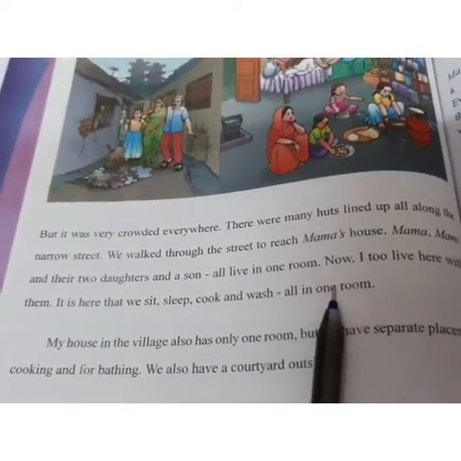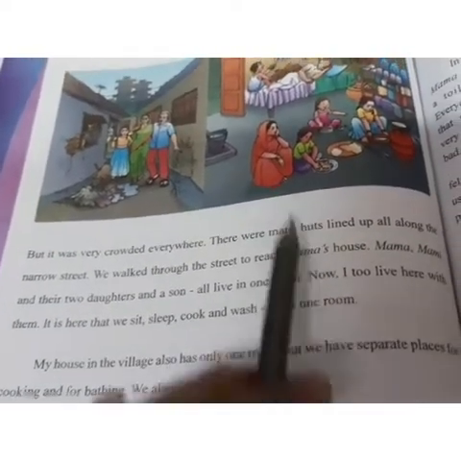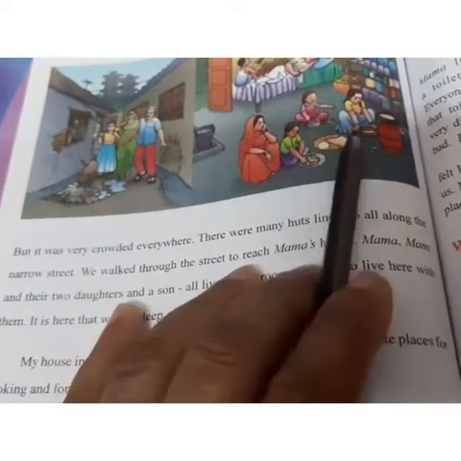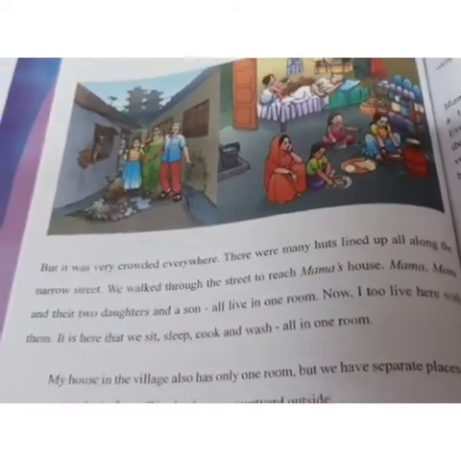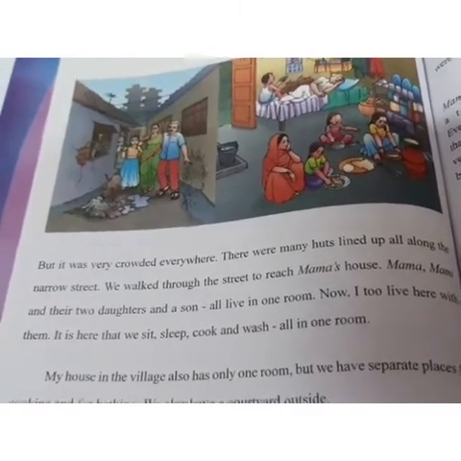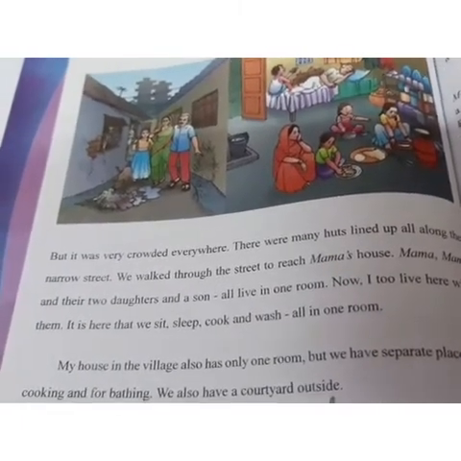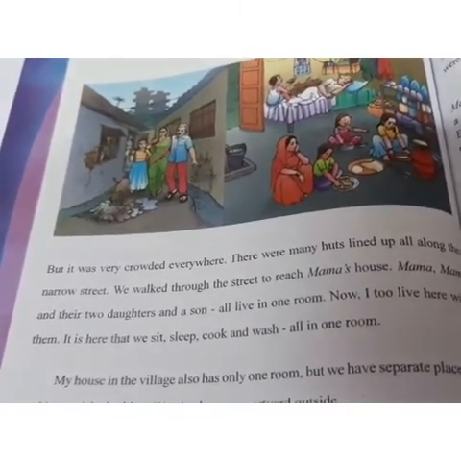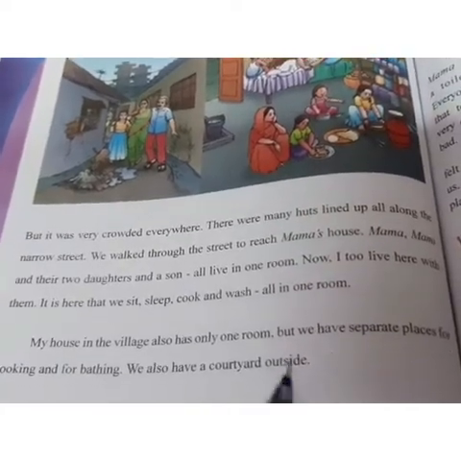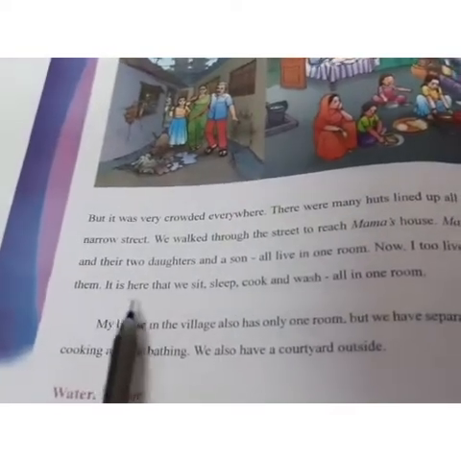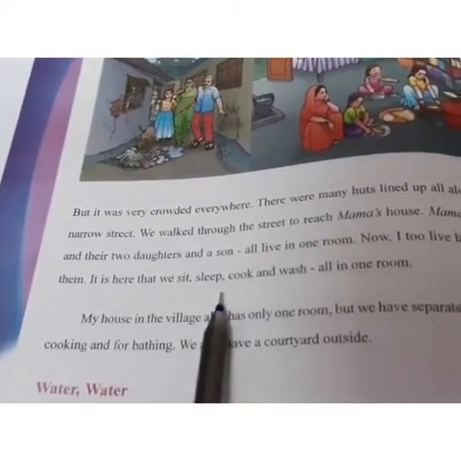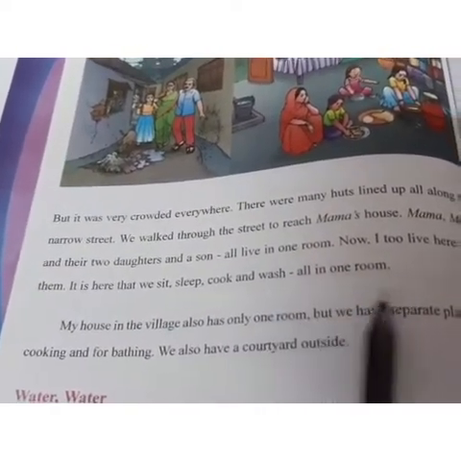Now, who all is there in Tejal's mama's family? Tejal's mama, mommy, their two daughters, and one son. That means 5 people were living in that one single room. And now Tejal and her mother were also there to live. That means total 7 were there to live in that one room. Now I too live here with them. It is here that we sit, sleep, cook and wash all in one room.